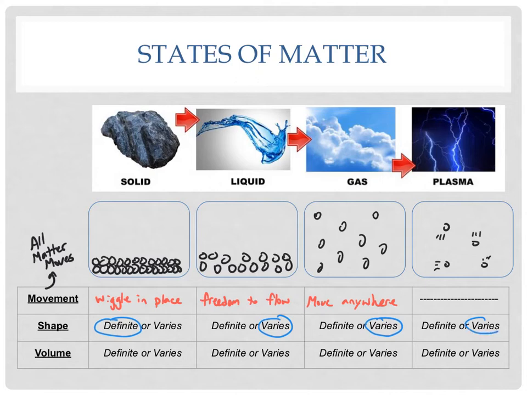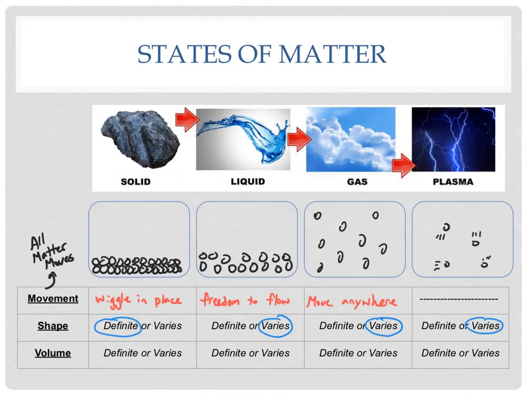Plasma, likewise, would change depending on the shape of the container. If you could indeed contain a plasma, it would have variable shape. Let's talk about the volume of the different states of matter. And remember, volume is described as how much space the state of matter takes up.